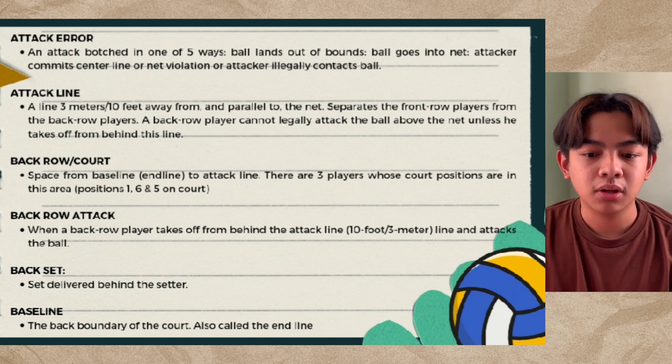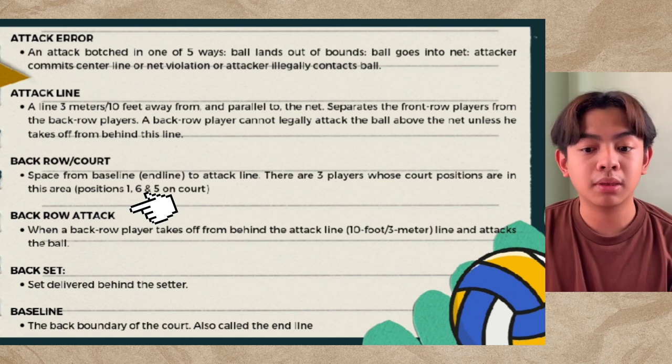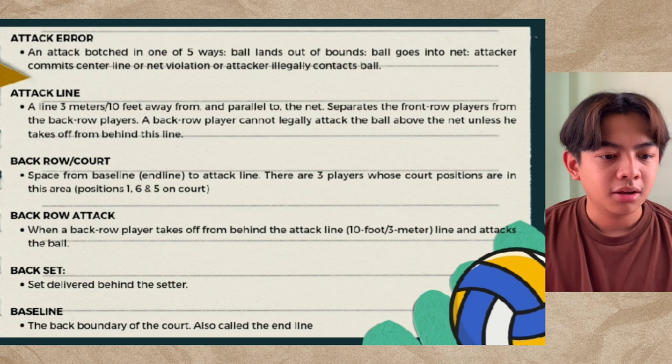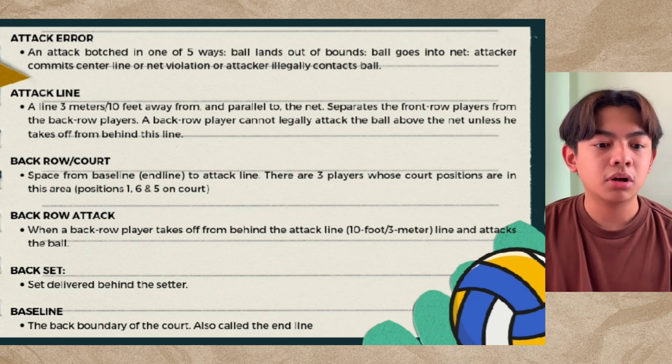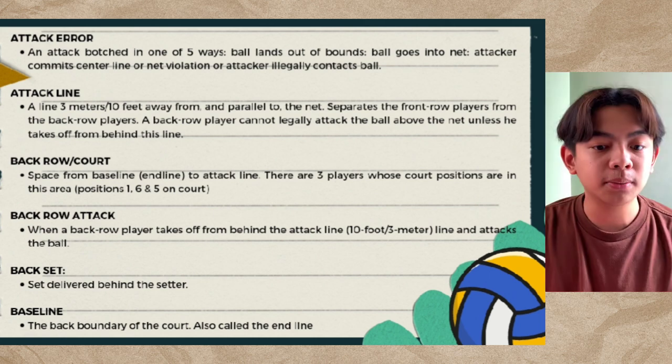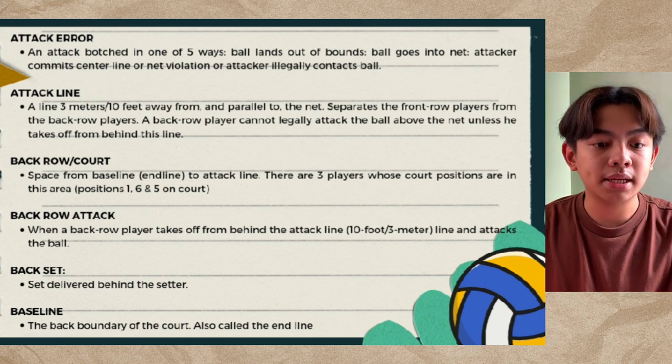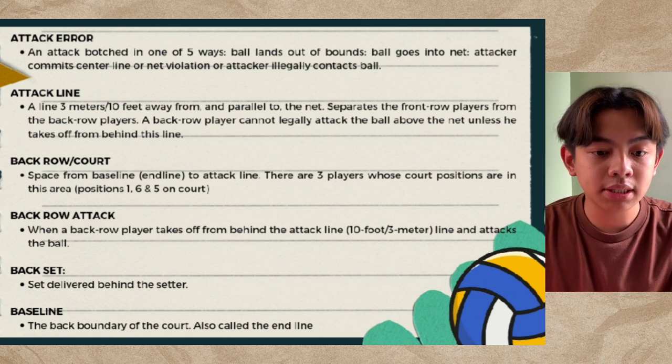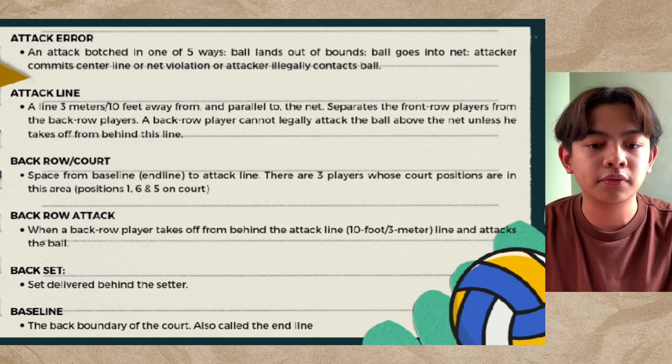Back row attack. When a back row player takes off from behind the attack line and attacks the ball. A back row attack in volleyball occurs when one of the three back row players attacks the ball and contacts it at the top of the net.